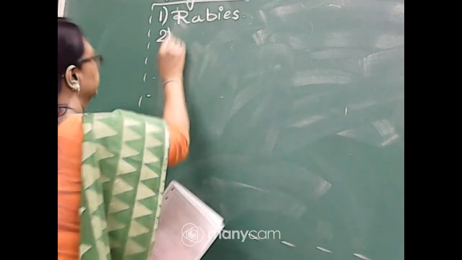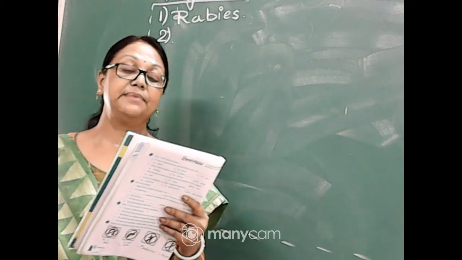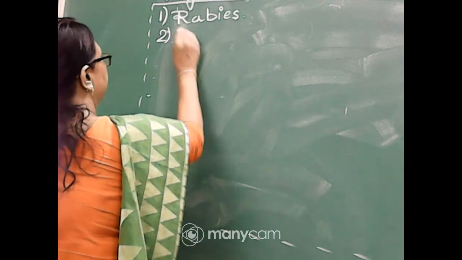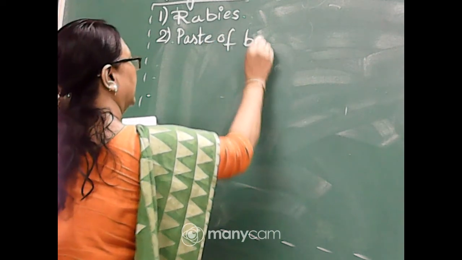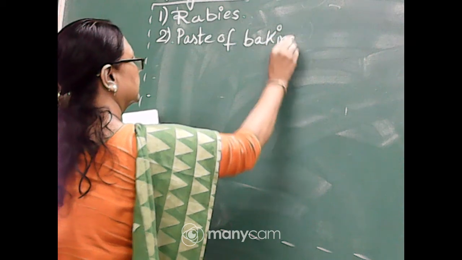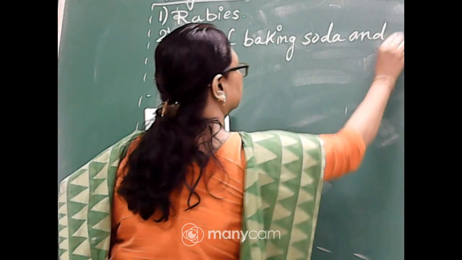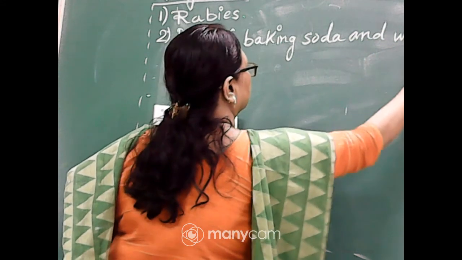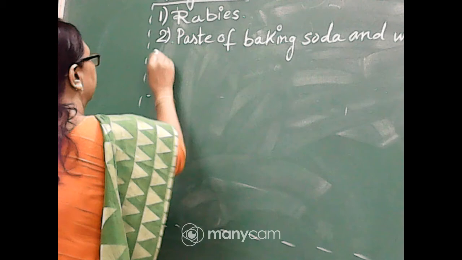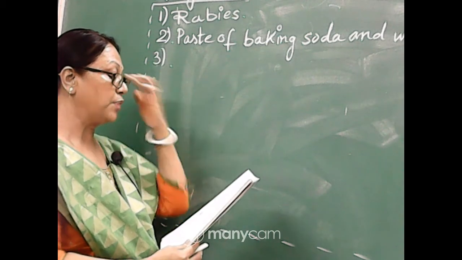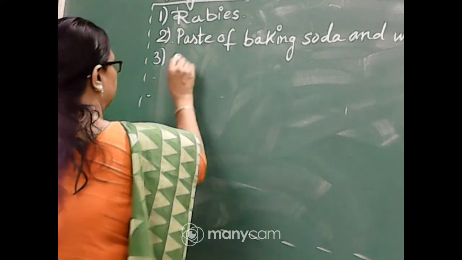Number two, what should we apply on a minor burn if antiseptic cream is not available? So it should be a paste of baking soda and water. Third one is, what should be used to put off fire when it is caused by petrol? So we should apply sand or mud.